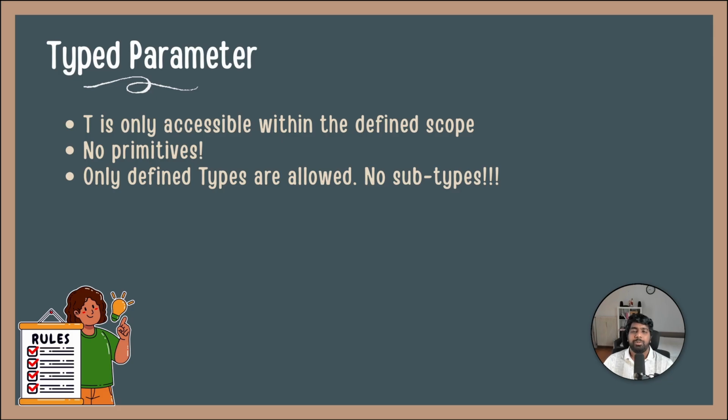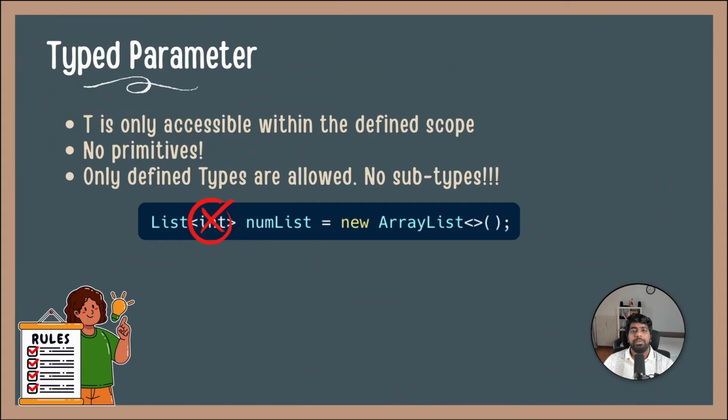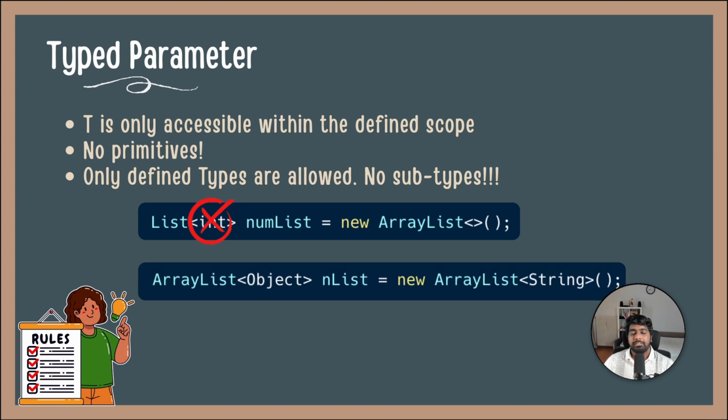Here are a few rules when it comes to the type parameter. Type parameter is only accessible within the defined scope. That could be a class body or a method body. Type parameter cannot represent any primitive data type. If you want to represent the integer primitive data type, this is where you have to utilize the wrapper class for that integer primitive.